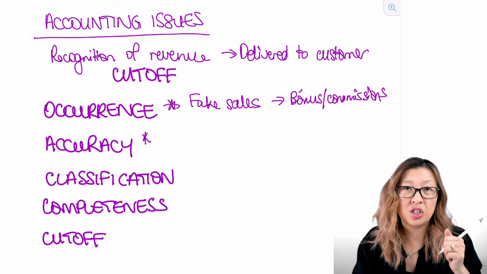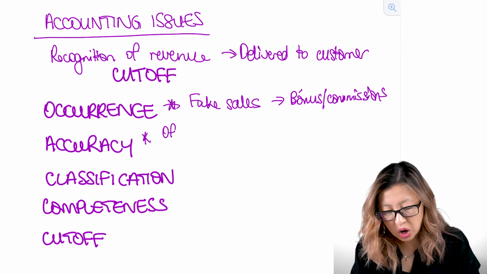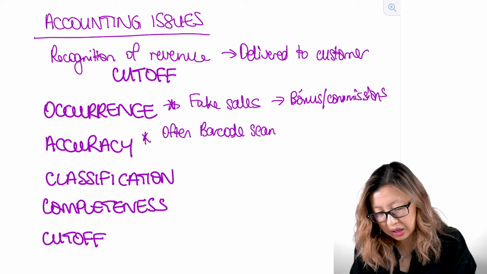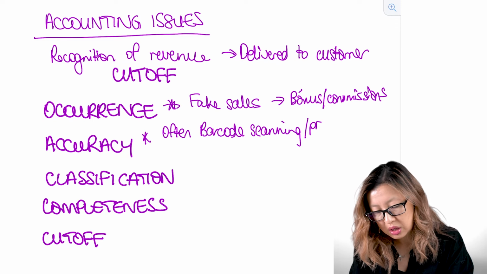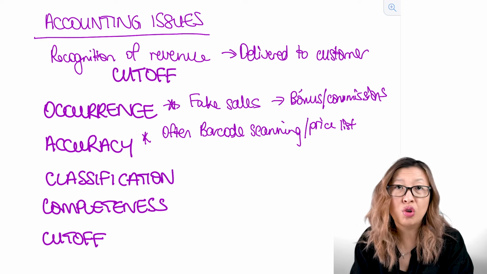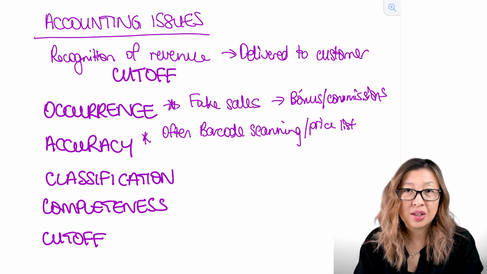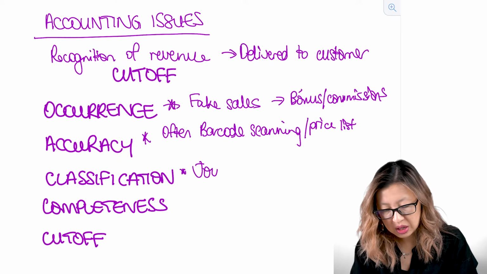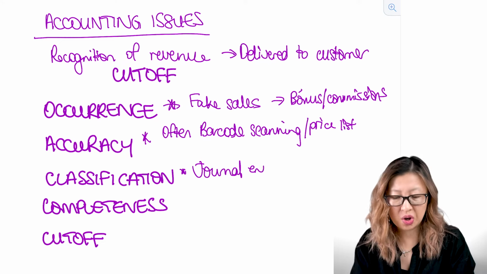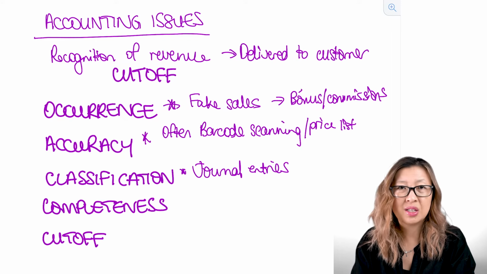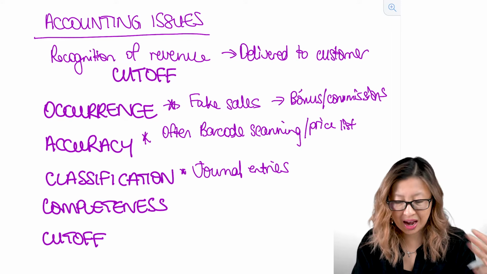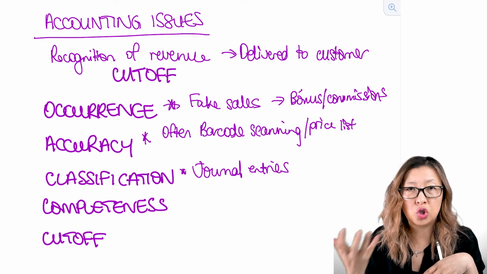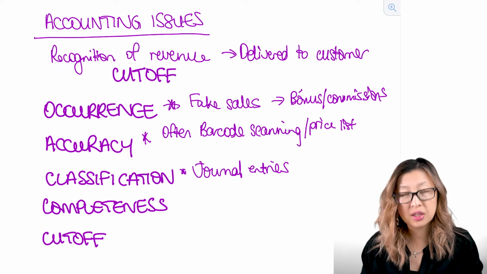Accuracy is, have we charged our customers the correct amount? So this is often going to be related to barcodes and scanning and price lists. Is there any way that people can override the price? If there is a price override, who approves it? Is there a manager? Classification is going to be our journal entries. So that's going to be related to, do we have any risk in how the journal entries are processed, set up for the specific account? So how is the accounting system set up? What are the default journal entries? Are those journal entries correct?